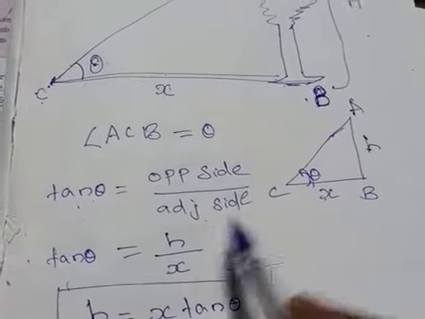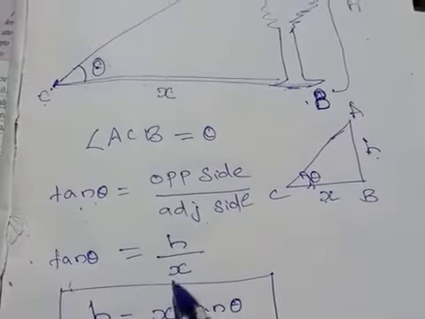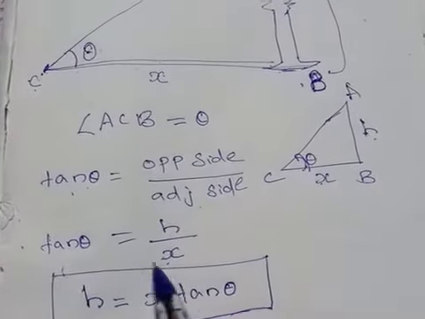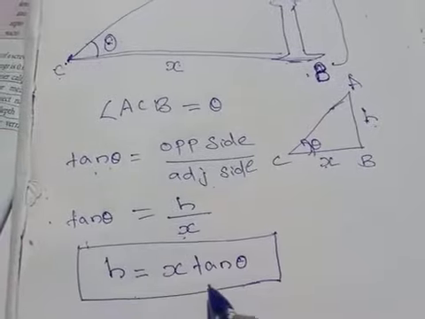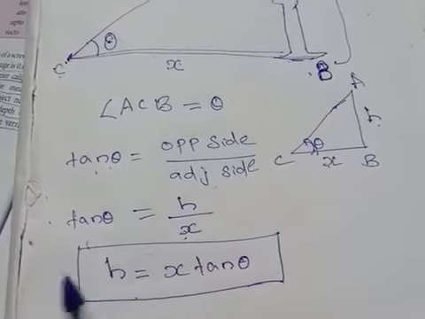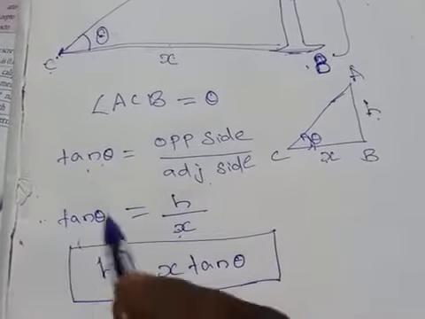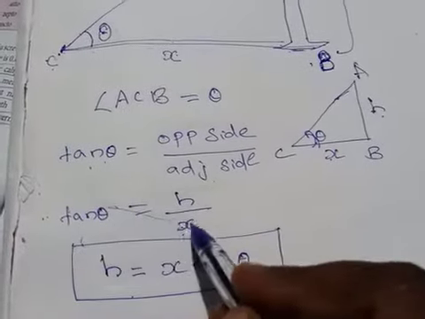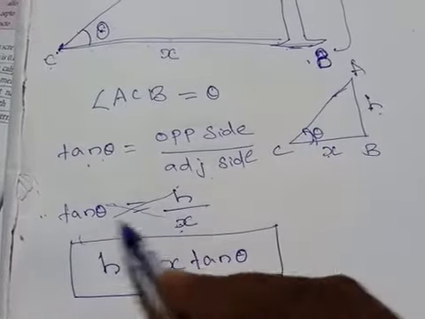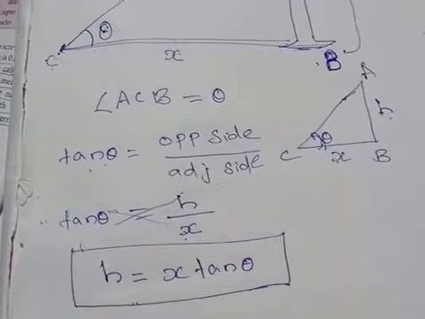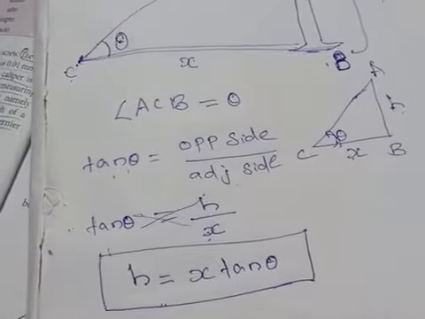So tan theta is equal to opposite side h over adjacent side x. So h is equal to, if we do cross multiplication, x will go here. So h is equal to x tan theta.